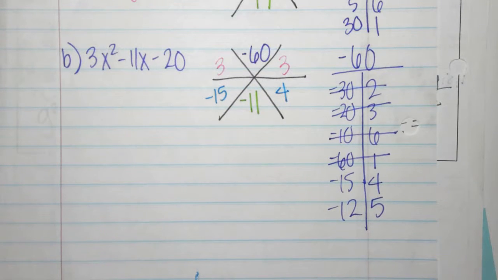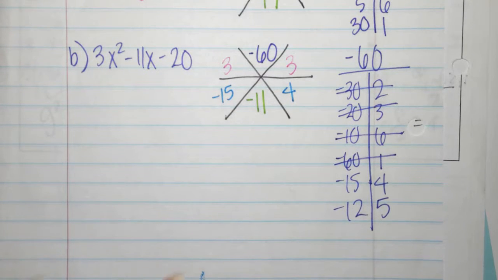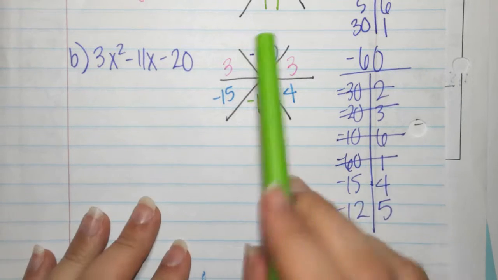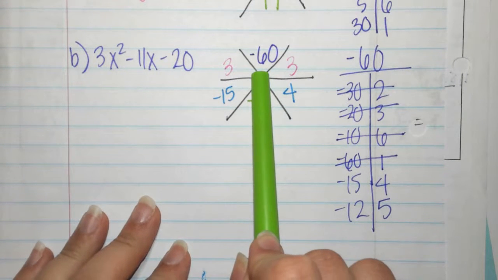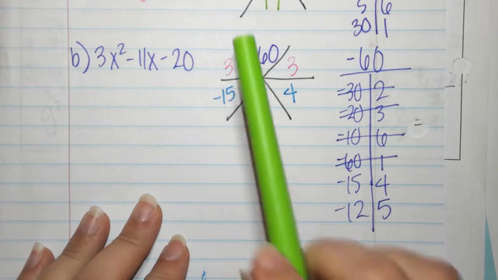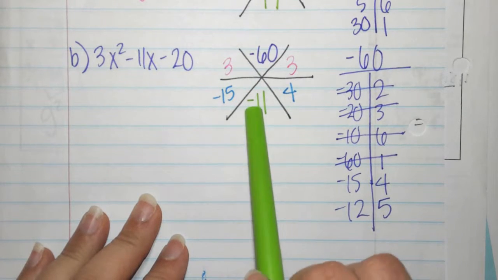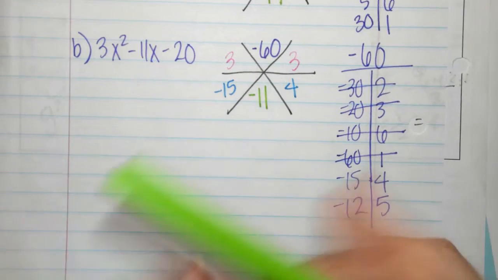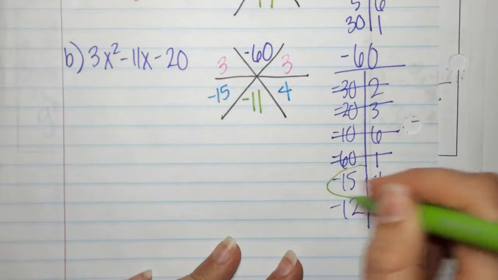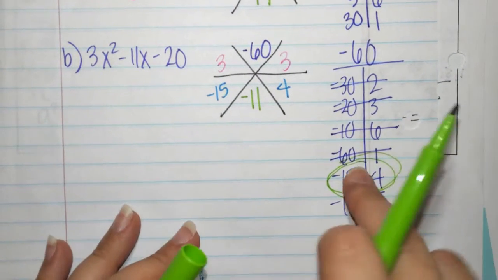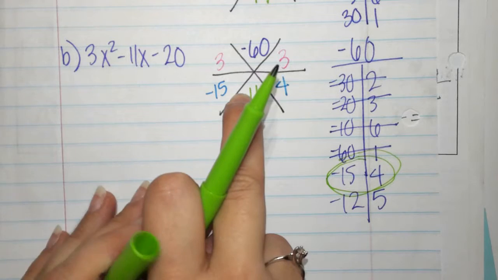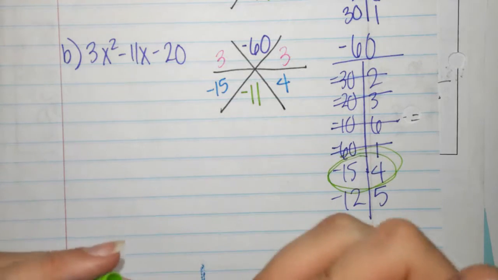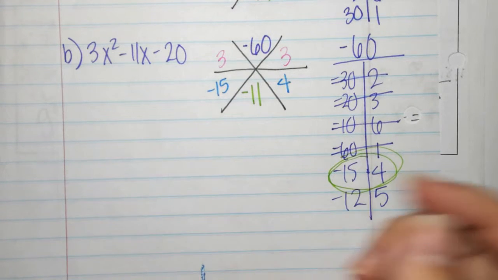Is everybody with me so far? Is anybody not with me? Okay, now step 1 was to multiply a times c. We did that and we got negative 60. Step 2 was to figure out which one added to give us b. We got negative 15 and 4. We put our factors in our star. Now we have to figure out what? You have to simplify. You have to reduce.